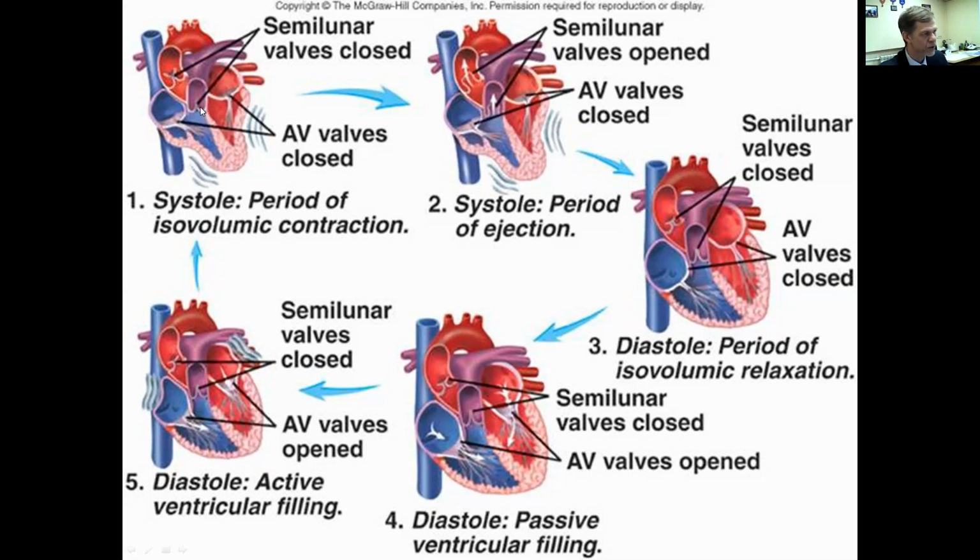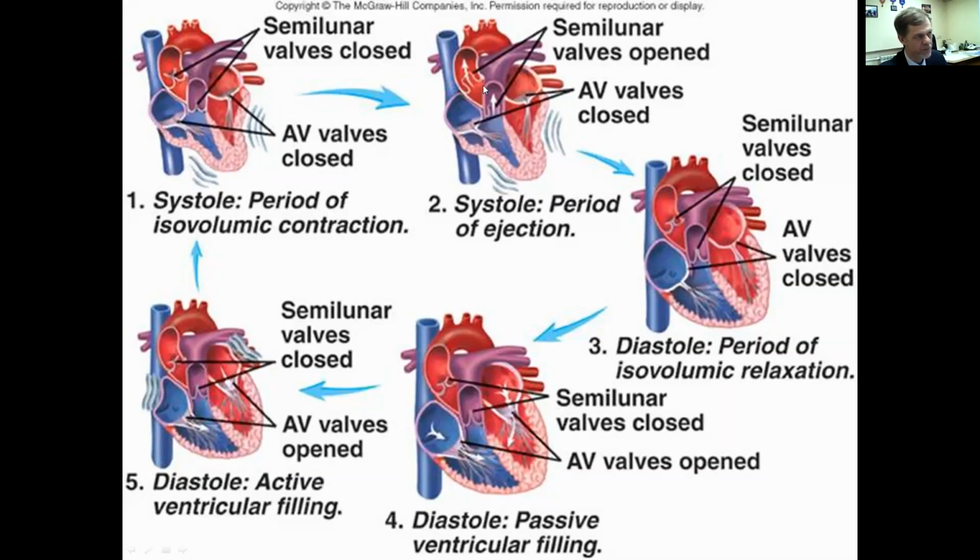AV valves already closed, and semilunar valves still closed. Pressure rises, but you know it's impossible to compress water. That's why volume remains the same while pressure rises. That's why we talk about isovolumic, iso meaning equal volume, contraction. What happens then? Then pressure in ventricles becomes higher than pressure in big vessels, in aorta and pulmonary trunk. This pressure opens semilunar valves, and we have a period of ejection. Blood is ejected from left ventricle to aorta, from right ventricle to pulmonary trunk.